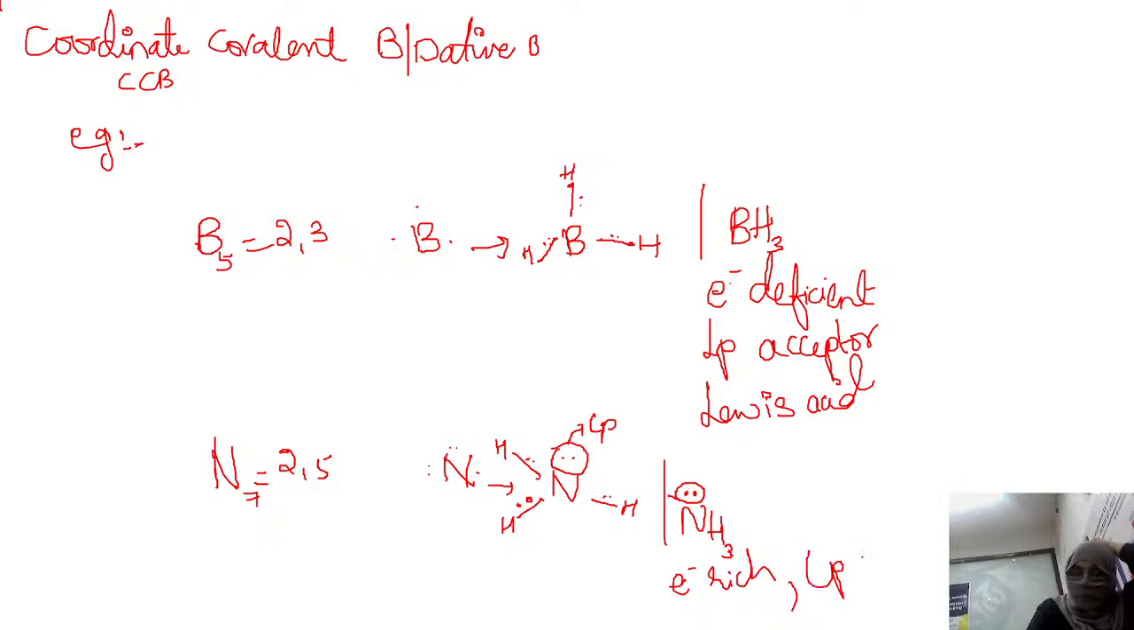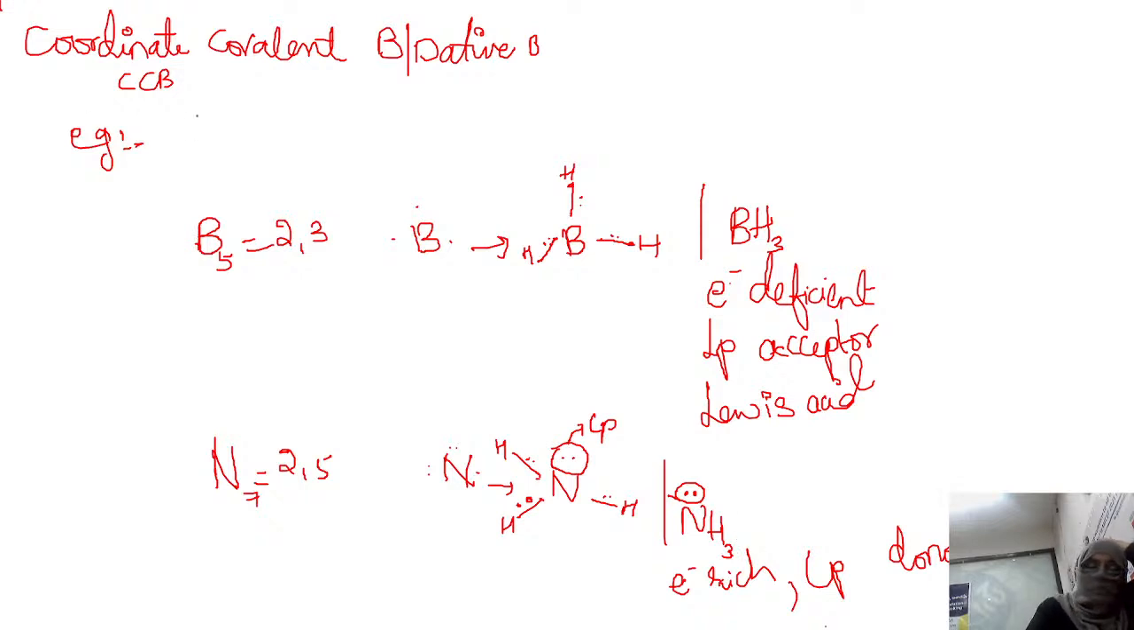So we will say donor. Donor means the giver, but it's not donating here, it is sharing here, actually sharing here. The scientists gave the word donor, that's why I'm using the word donor here. As you can see, electron rich species can donate a lone pair. They are known as electron pair donors. They are also called Lewis base. BH3 is accepting, NH3 is donating.